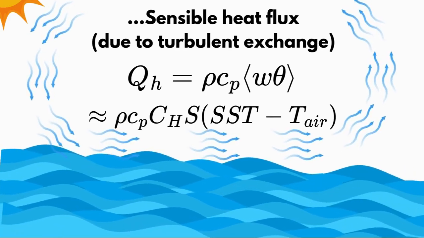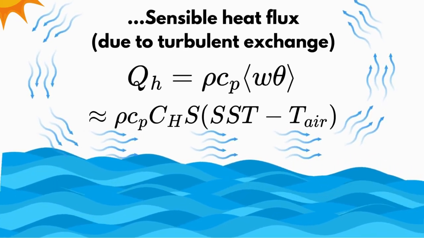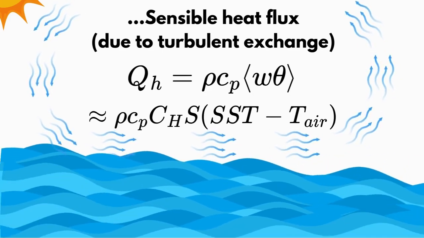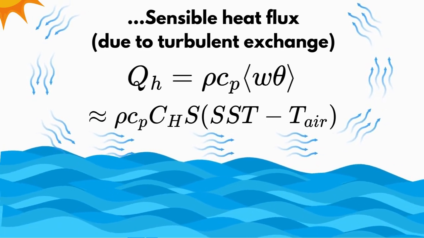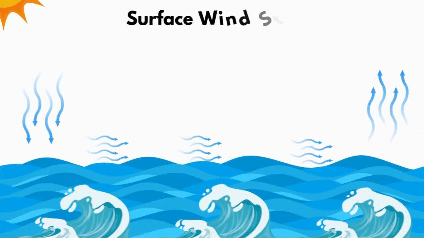This flux is a function of density, specific heat capacity, fluctuating vertical wind W, and fluctuation potential temperature theta. The brackets denote an hourly or so temporal average, followed by a bulk parametrization definition with dependence on temperature difference, transfer coefficient for sensible heat CH, and scalar wind speed S relative to the ocean surface.